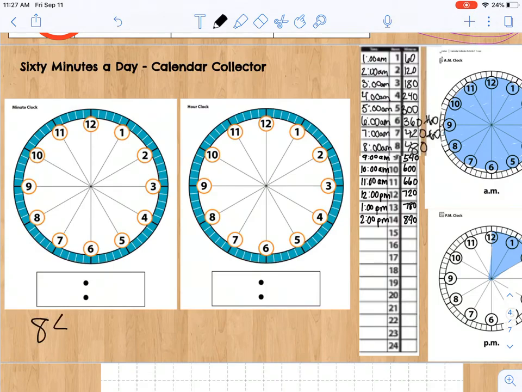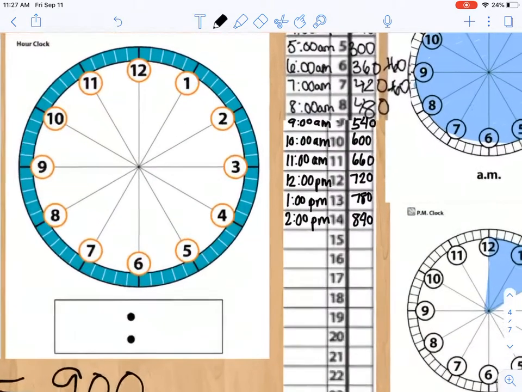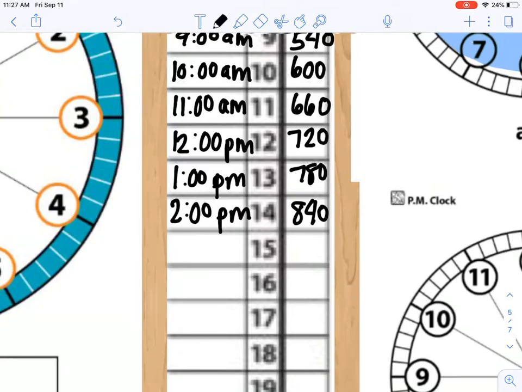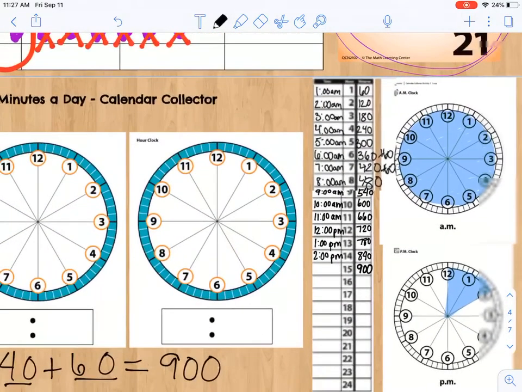So if I have 840 minutes and I add another 60, I know that 40 and 60 make another 100. So that's like 800 plus one more 100, which makes 900 minutes. So I can go ahead and add that in here, 900 minutes.